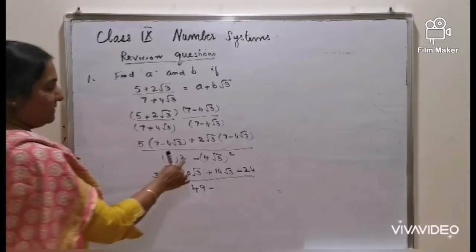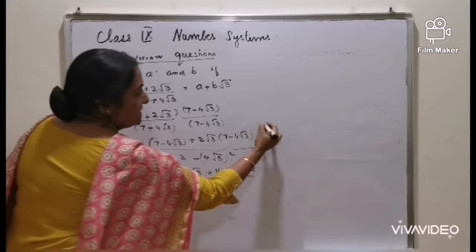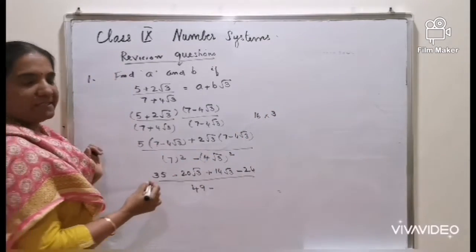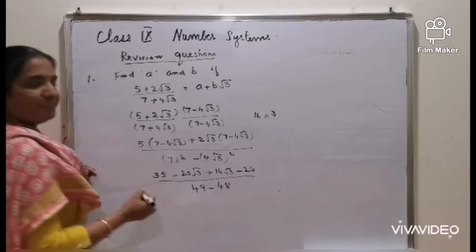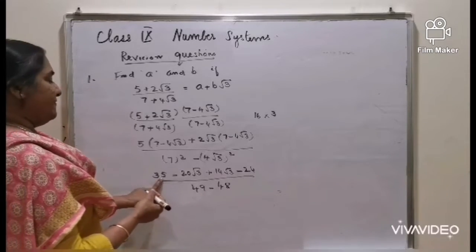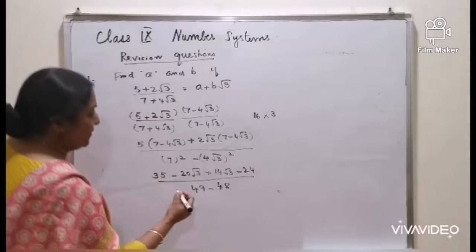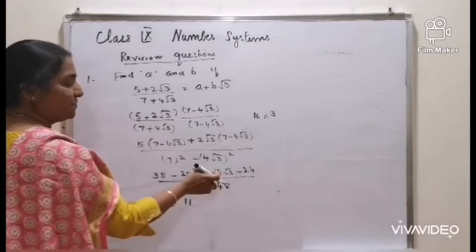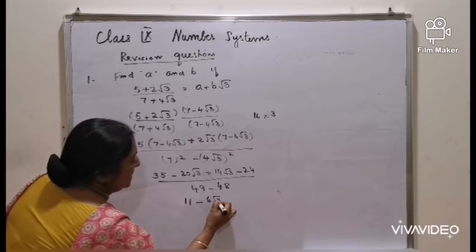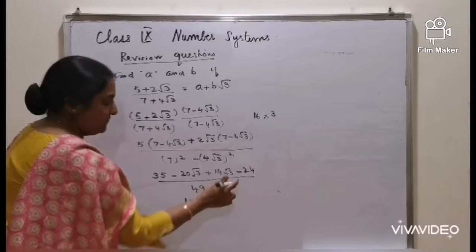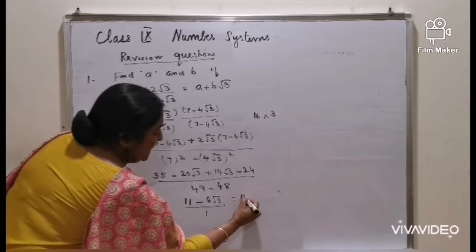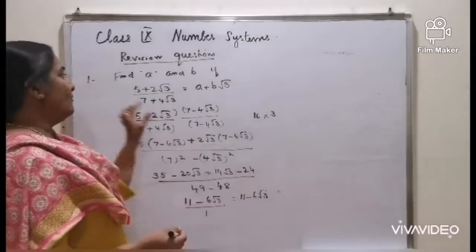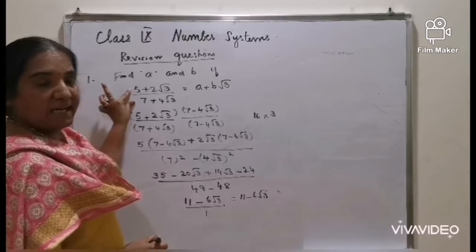49 minus the calculation 4 square is 16 into root 3 the whole square is 3, or it is 16 into 3, 48. Simplifying the like terms, 35 minus 24 is 11. Minus 20 root 3 plus 14 root 3 is minus 6 root 3 by 49 minus 48 is 1, or 11 minus 6 root 3. This is the result of the question after rationalization.